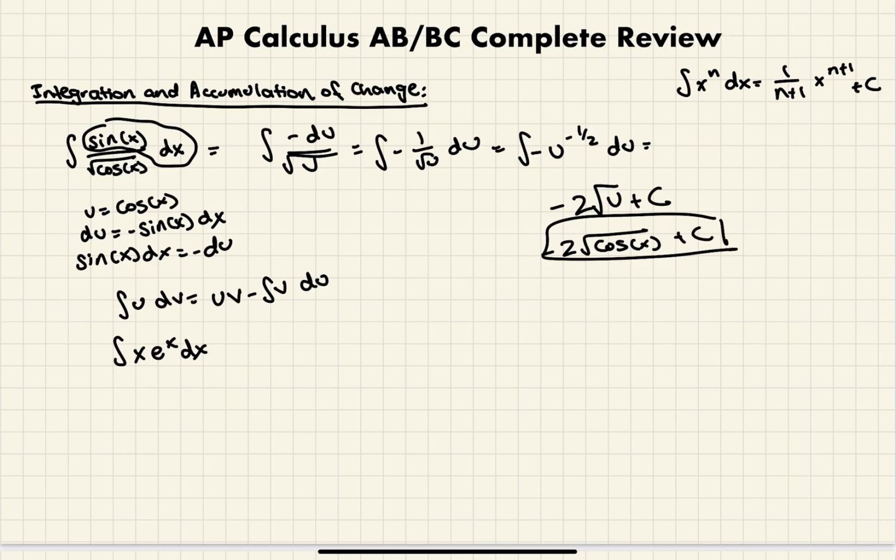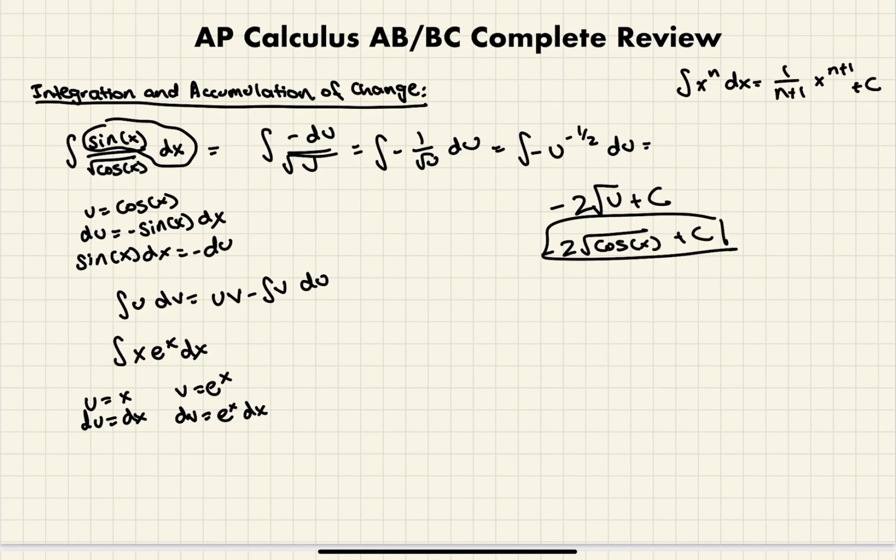And so what we do is we say u is equal to x. That means the derivative of that is just dx. And we set the other function, e to the power of x dx, as dv. Not v, but dv. And then we take the antiderivative of that. That's pretty simple. We know that's just e to the x. We ignore the plus c for now.